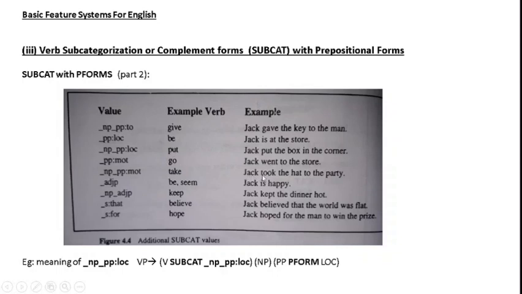So let us take an example here. Jack took the hat to the party. So this is a sentence, right? Jack took the hat to the party. And here the main verb is took, and took is complemented by the hat to the party. Jack took something, and what was that? It was a hat, and it was meant to be taken to a party, right? So we will see how we can represent the structure of the sentence using the feature system.